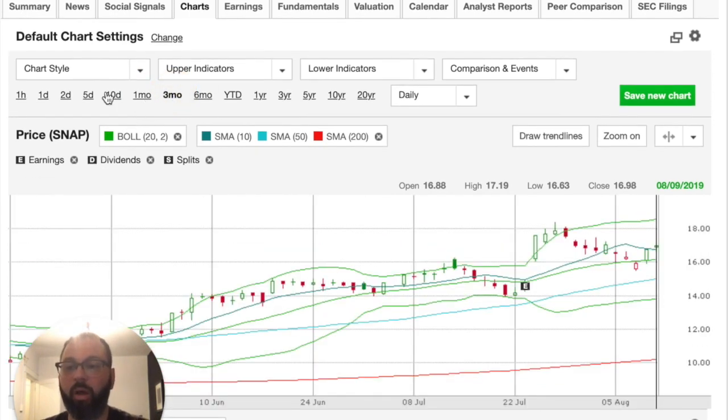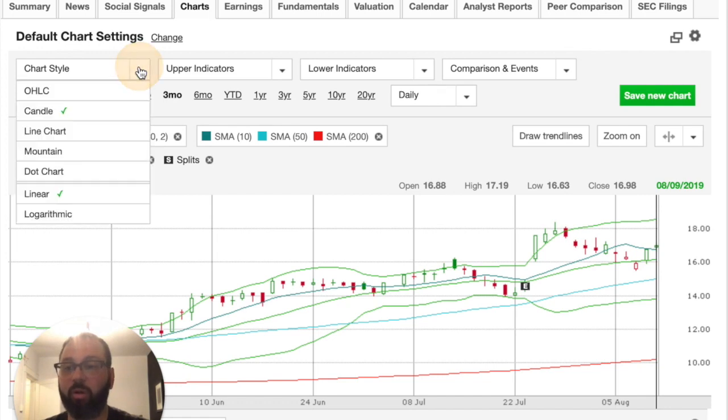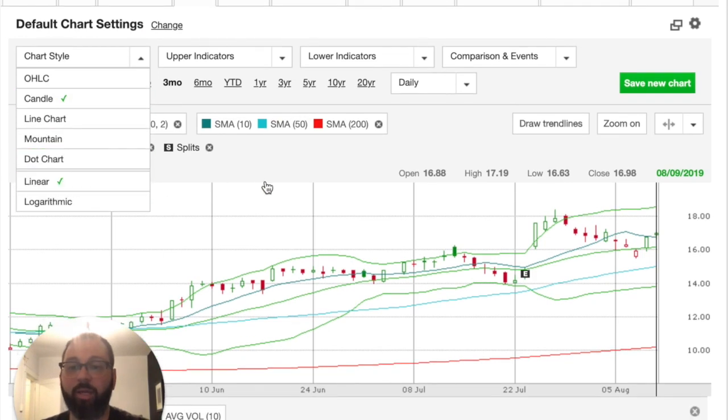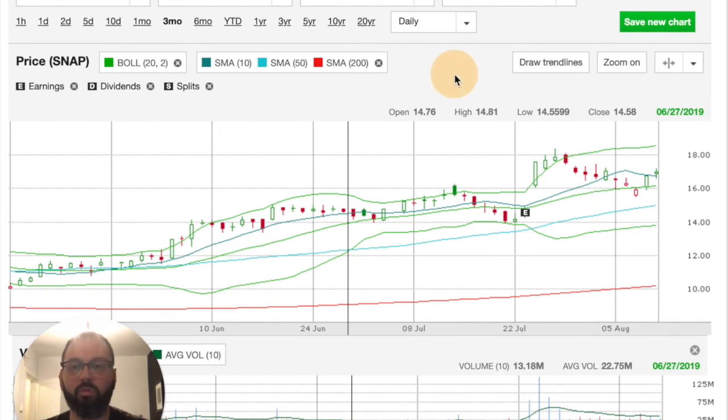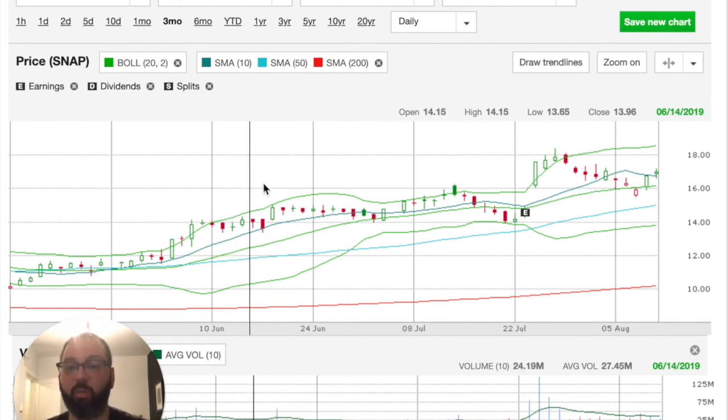So now let's go and set up the chart. I use candlesticks, that is these little rectangles, and I like a linear chart pattern, that is this guy. So we've got that set up now. I will explain all of this much later, what these candlesticks are and why they're important.